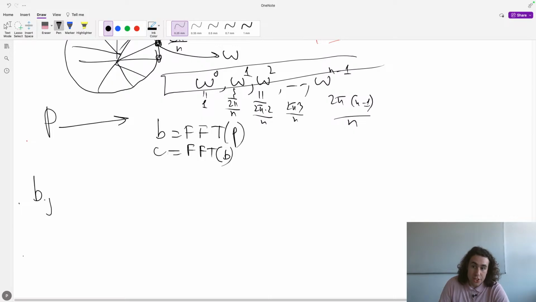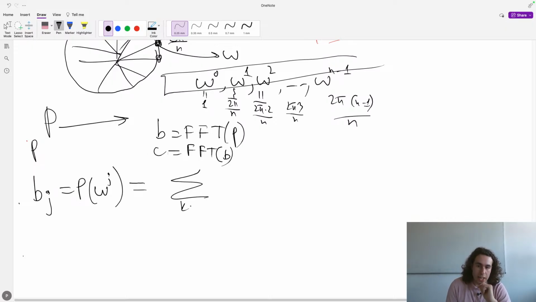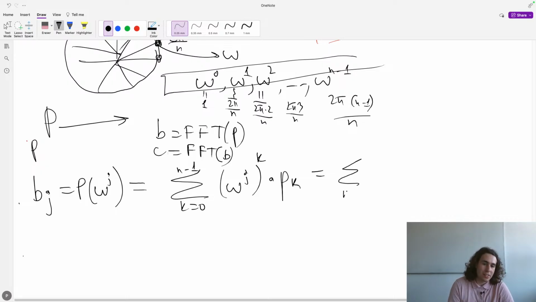Okay, let's just write the definition. bj is the value of p in the point omega to the power of j, right? Which is the sum for k from 0 to n minus 1 of omega to the j to the power of k. We take x to the k, where x is omega to the j, times pk. And what is omega to the j to the k? It's just omega to the jk, times pk.